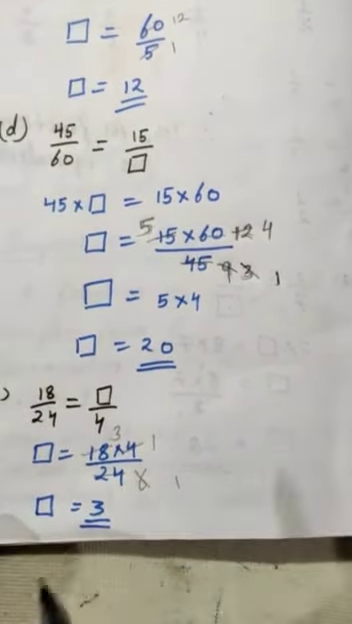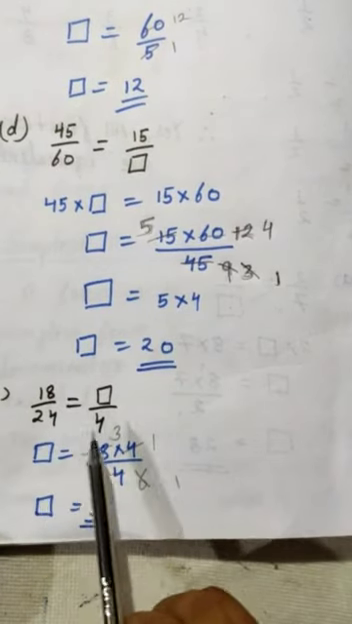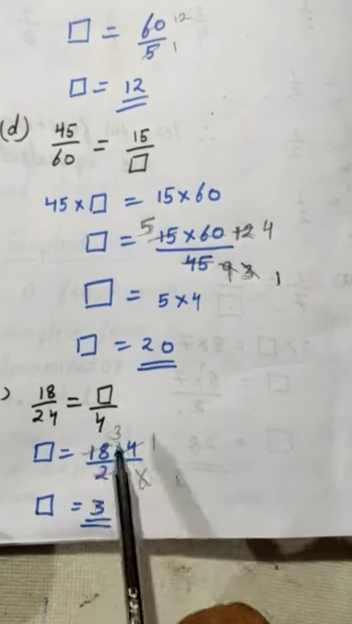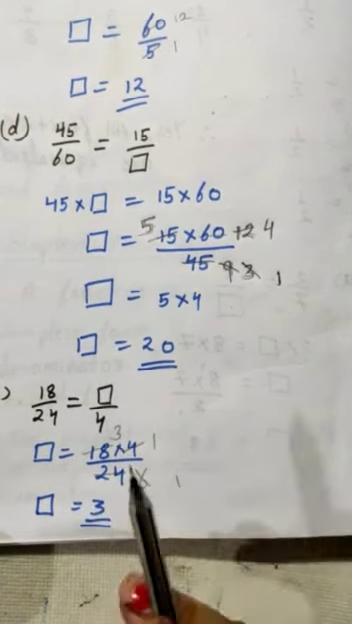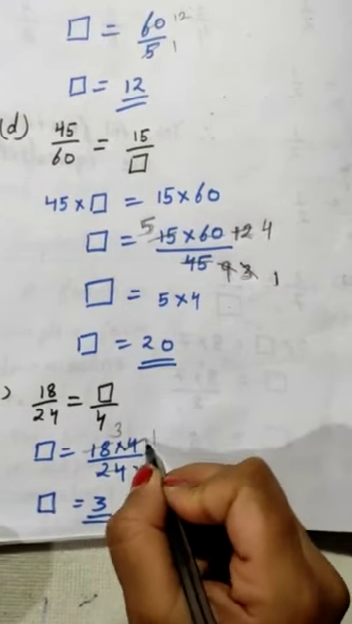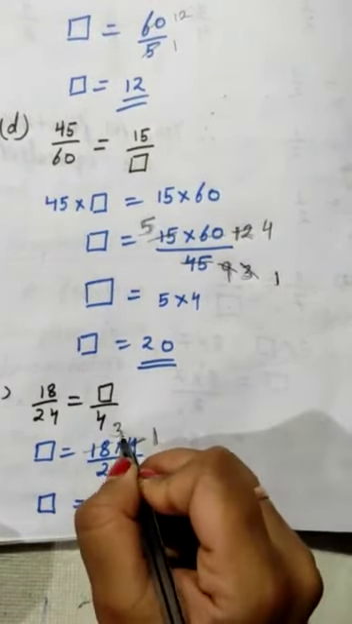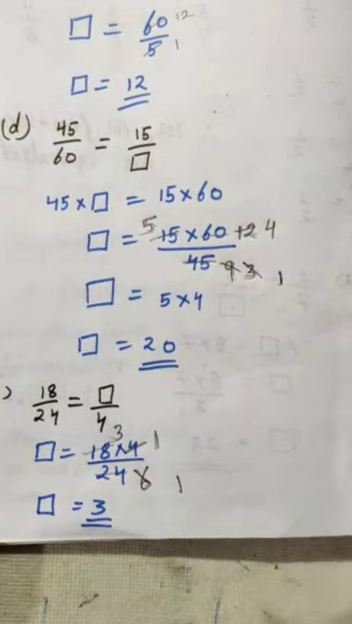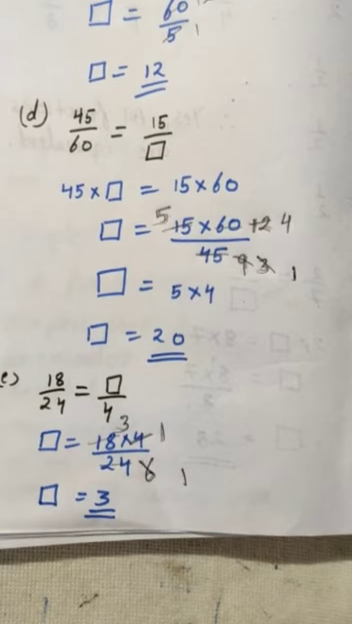And the last one I have done for you, you can just see 18 upon 24. So it will be 18 into 4 upon 24. 4 1s are 4, 4 6s are 24, then 6 1s are 6, 6 3s are 18. So the value is 3. This way we have done. Please complete questions number 1, 2 and 3 of exercise 7.3.